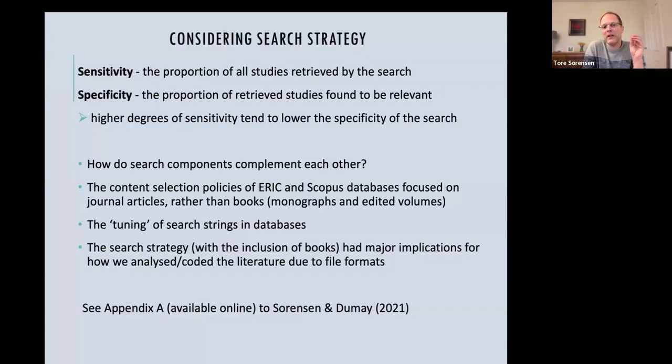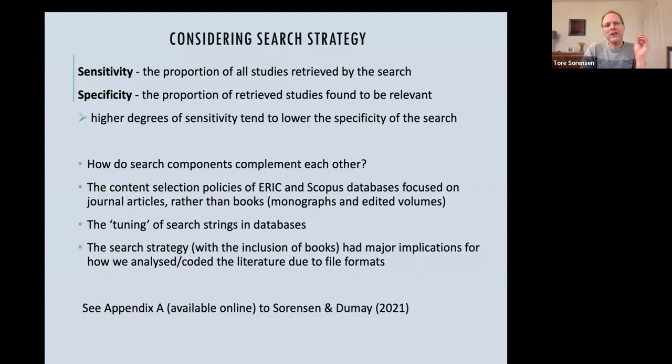Two key concepts there are sensitivity and specificity, where higher degrees of sensitivity tend to lower the specificity of the search. The sensitivity, when you design your search strategy, relates to the proportion of all studies retrieved by the search. And then the specificity relates to the relevance of those studies that you have found. And again, there are some very practical considerations when you design your search strategy.